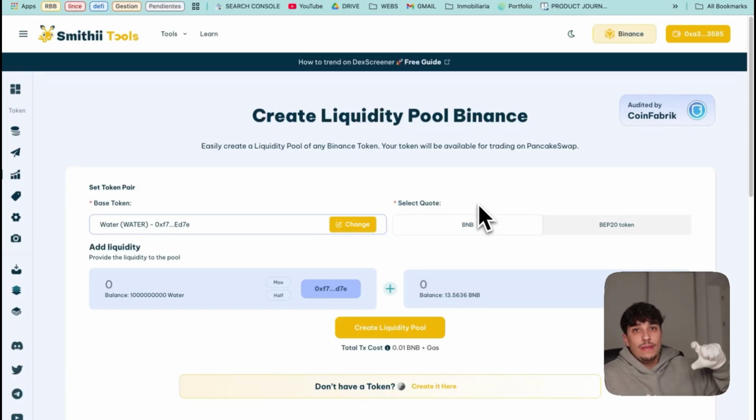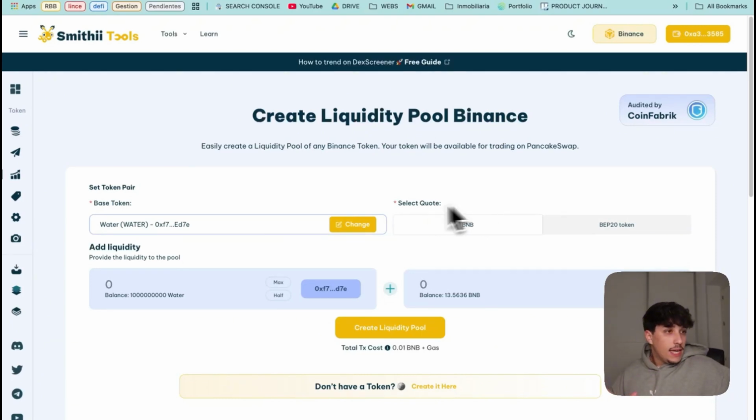The quote token will be the token that gives value to our token because it already has value in the market. In this case, the most used for Binance Smart Chain is BNB. You can also use any other quote token like USDT, USDC, etc. But I will recommend you to go with BNB.